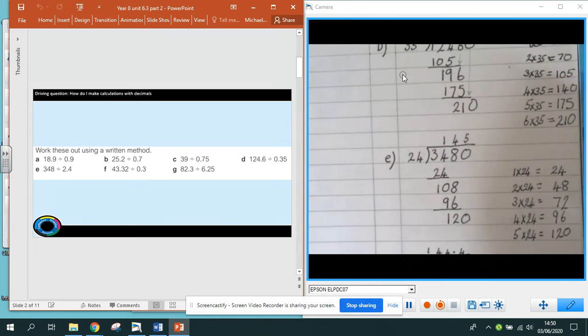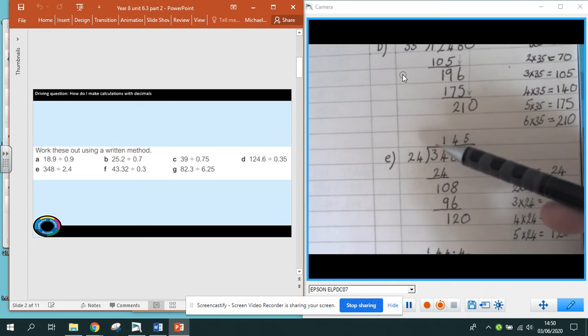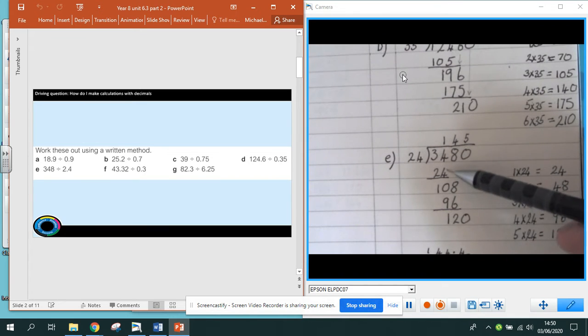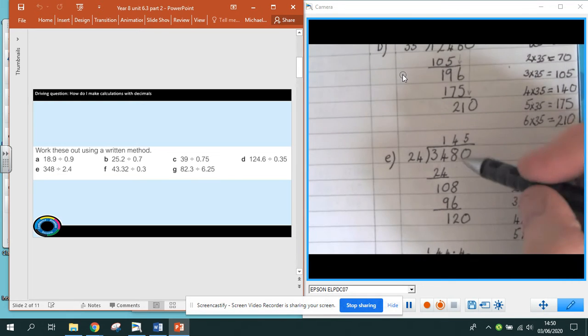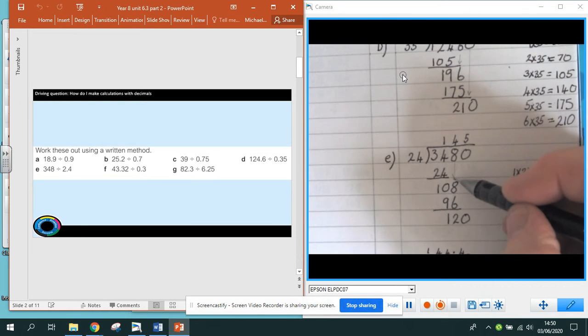E was very similar. How many 24s in 34? In 3 there aren't any. How many 24s in 34? There's 1. Brings you to 10. Bring down the 8. Gives you 108.